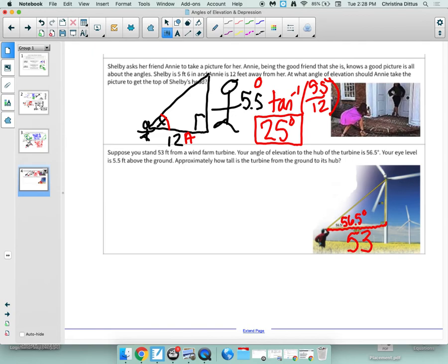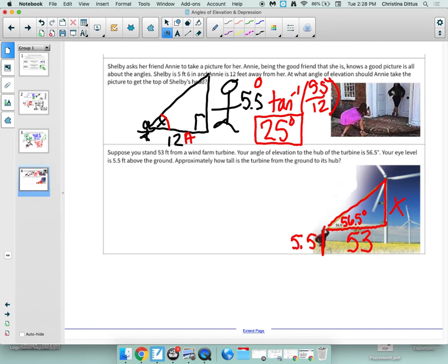It tells me my eye level is 5.5 feet off the ground. That means we would add. Is this 5.5 the height of my wind turbine? No. It says my eye level. Is it this slant height? No. This is 5.5. So you notice that's not even in my triangle right now. Why did they even say that? It says how tall is the turbine from the ground to its hub. So am I trying to find my slant height or my straight up and down? Straight up and down is what I'm trying to find.